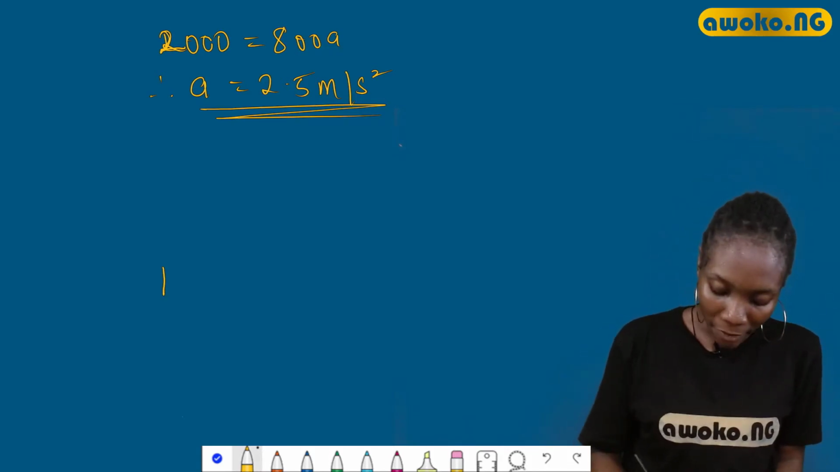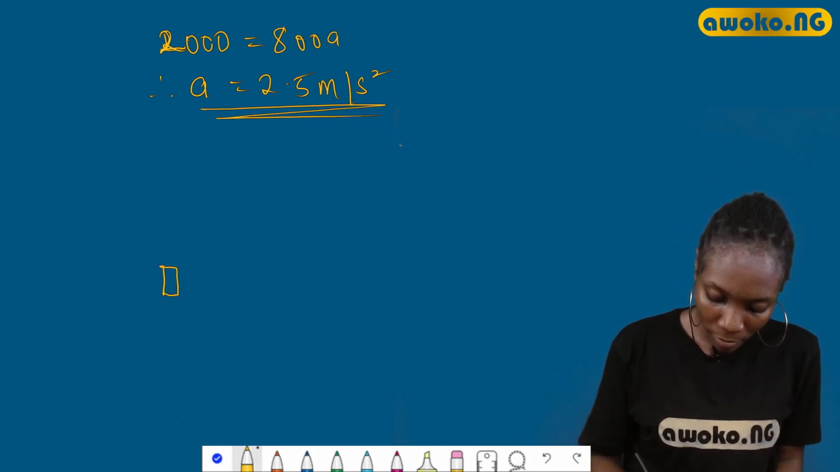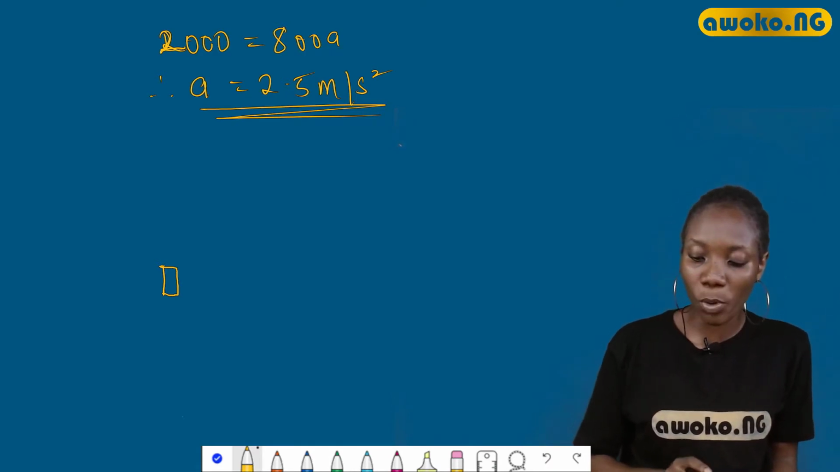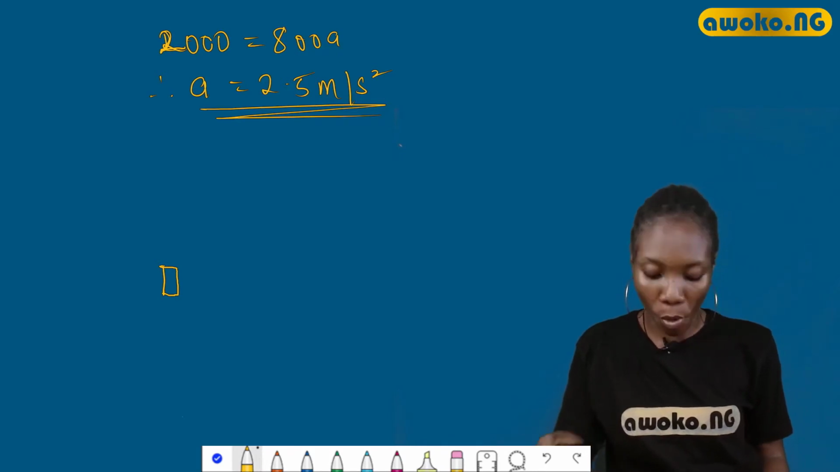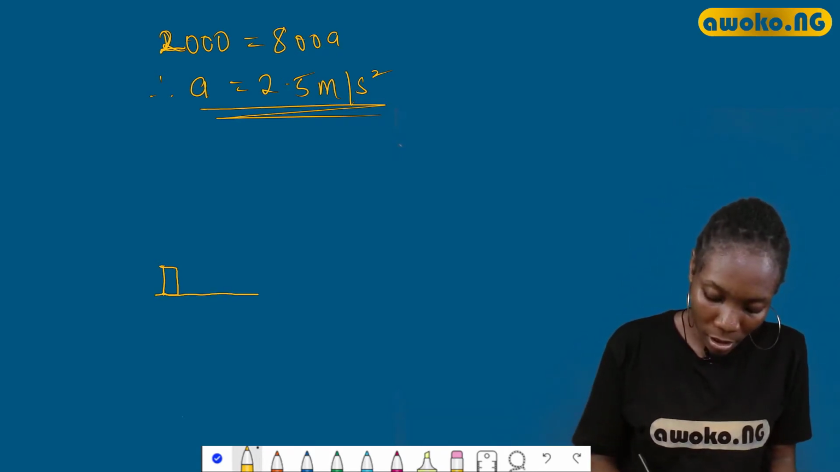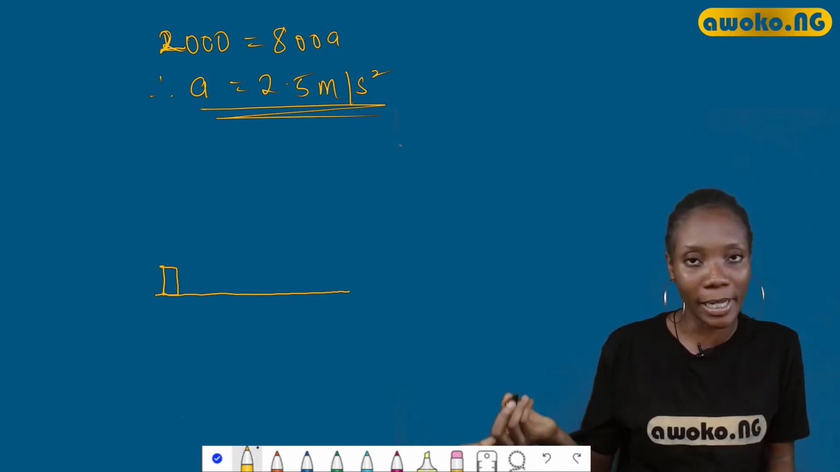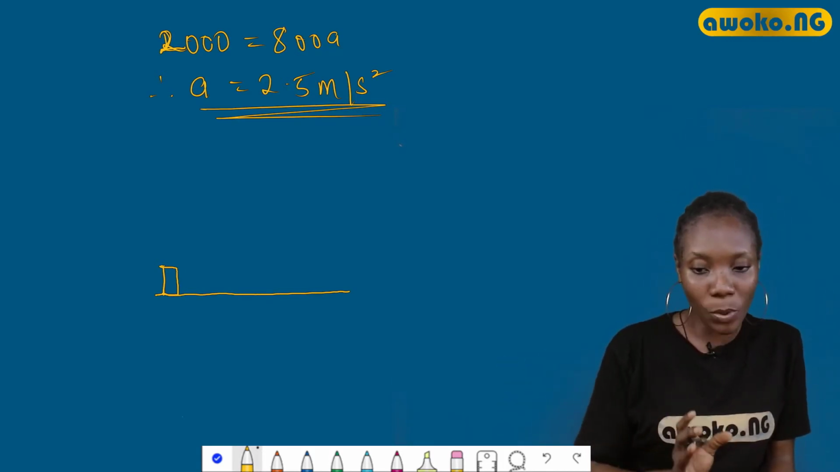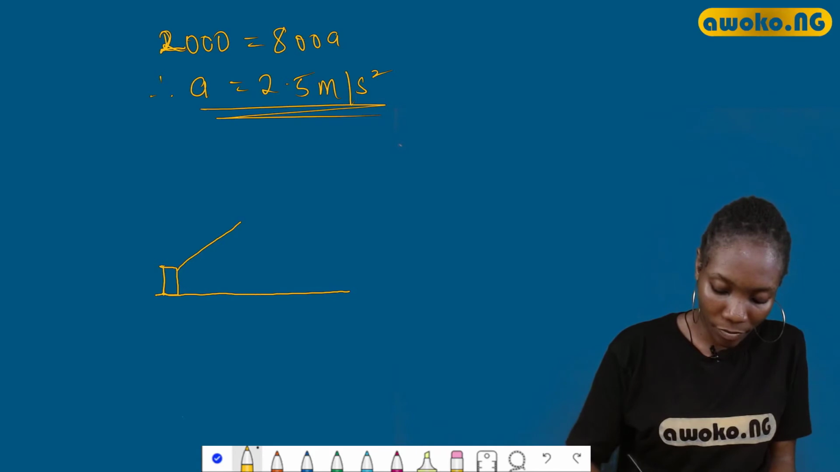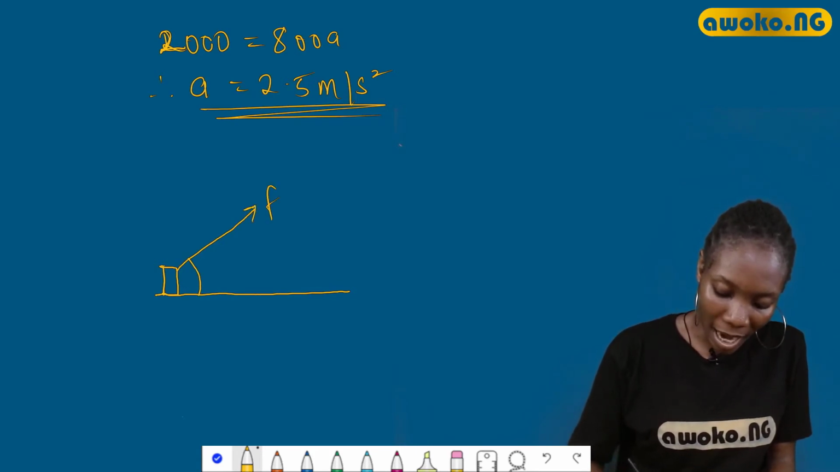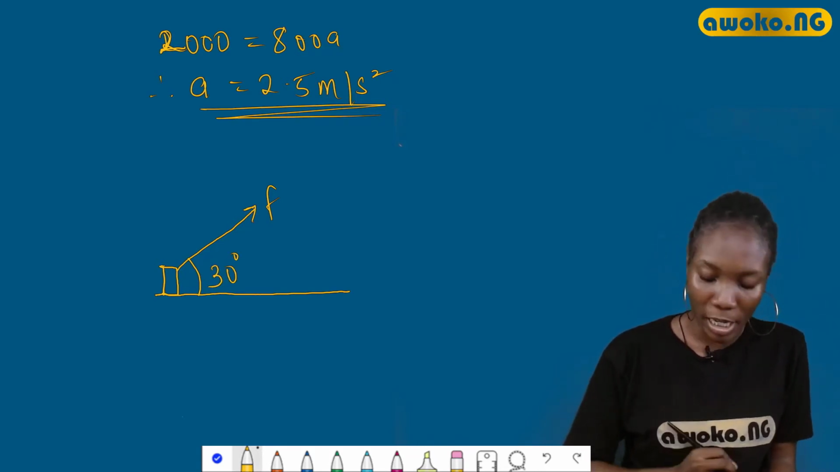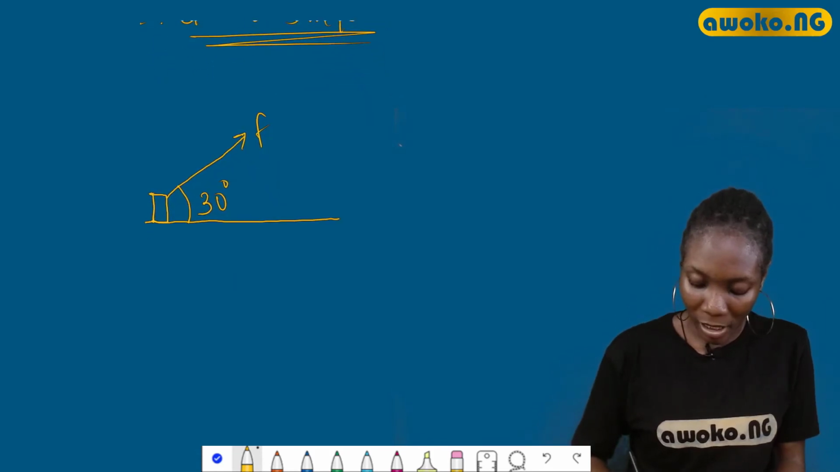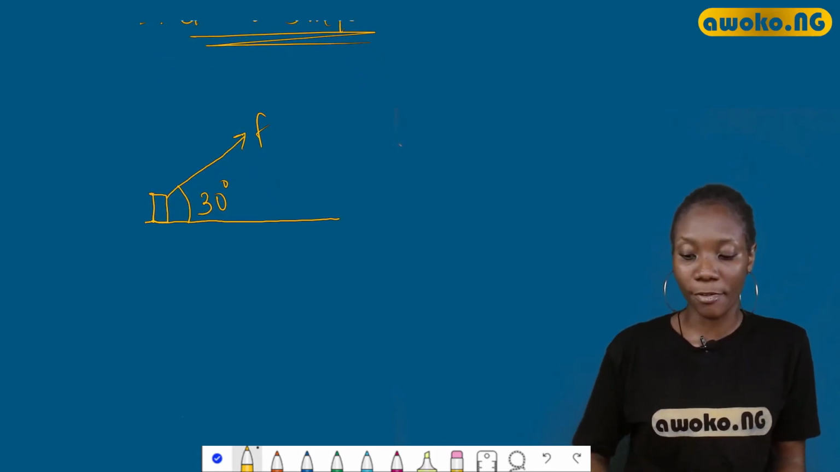So now let's say we have our block. This is our block. And they said it is pulled with a force at an angle of 30 degrees with the horizontal. So this is the horizontal plane. Let's just say the force is in this direction. This is the force. This is the angle it makes with the horizontal plane, which they gave us to be 30 degrees. You can see that we are representing our question already to make it easier for us to solve.